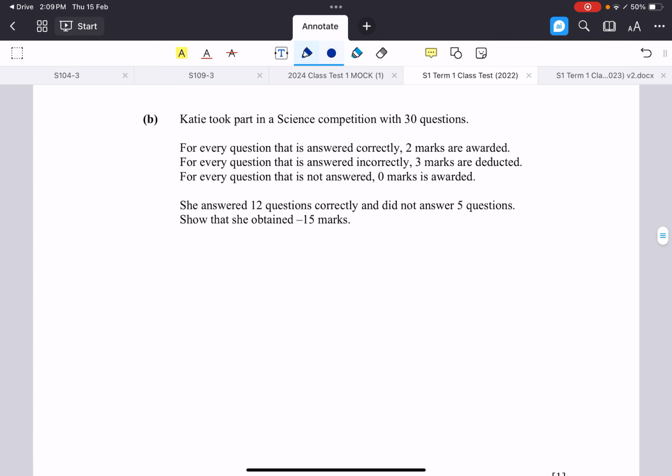Okay. Right, part B. Katie took part in a science competition with 20 questions, right? So for every question that's answered correctly, she gets 2 marks. But if she answered incorrectly, she was deducted 3 marks. And if she doesn't answer the question, 0 marks awarded. So she answered 12 questions correctly and did not answer 5 questions. Show that she obtained -15.